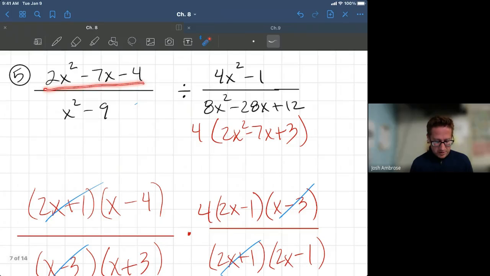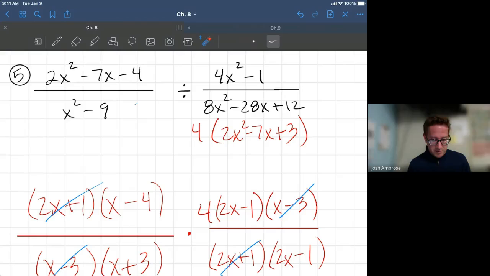Trinomial right here, factor it right down here. All right, you should start to see this process. The new type that I want to focus on here is this guy right there, x squared minus 9. That is a perfect square binomial.